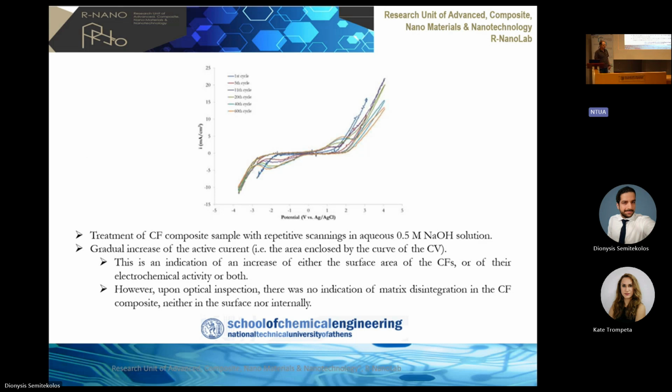The first thing that we tried was a sodium hydroxide solution, because it is generally known that epoxy resins are not very stable when attacked by basic solutions. So we tried to use this sodium hydroxide. You can see here that as the number of cycles increased, the active current increased, and the area enclosed by the curve of the cycle goes down.